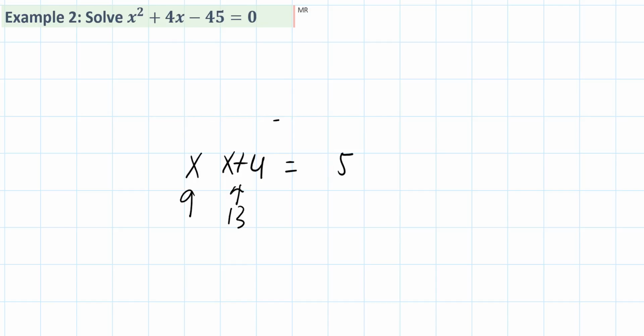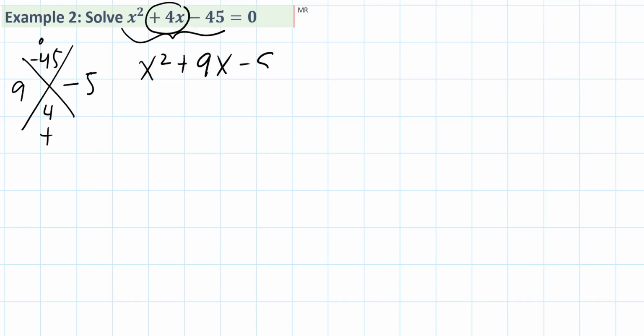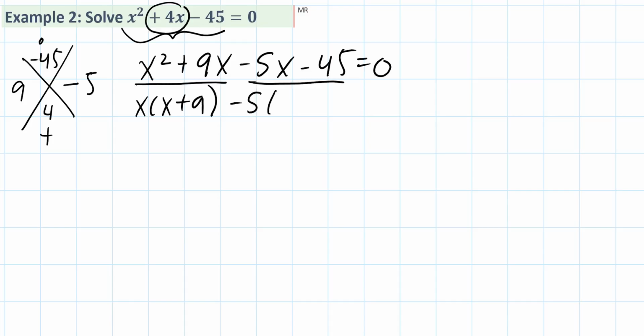But we know that if we have two things that multiply to 0, then one of them must be 0. So if we factor this expression, it will look like two things that multiply to 0. We can't factor by grouping because there are 3 terms, so we'll use our big X. We want two numbers that multiply to negative 45 and add up to 4. Let's see, 9 and 5 will work if 5 is negative. So we split this middle term into 9x minus 5x. Now we can factor by grouping. And now we have these factors.